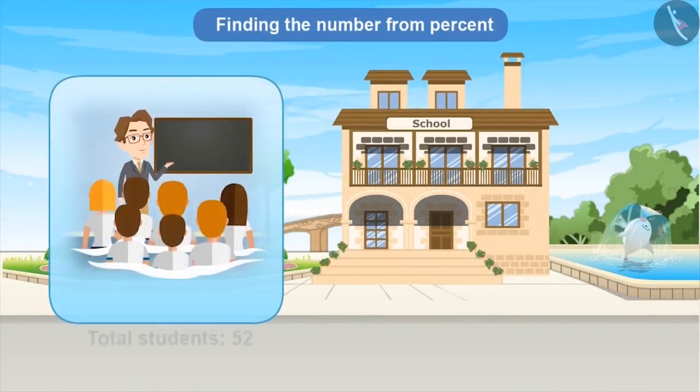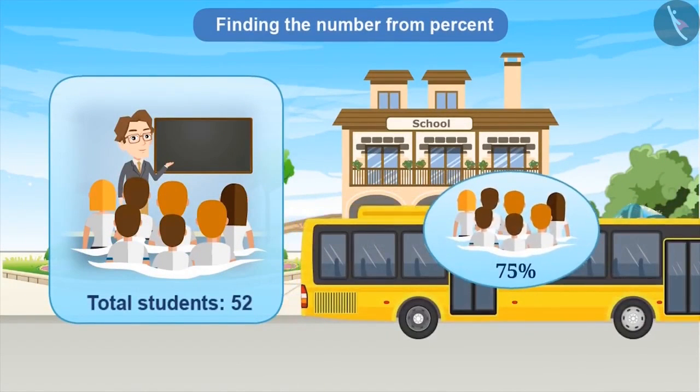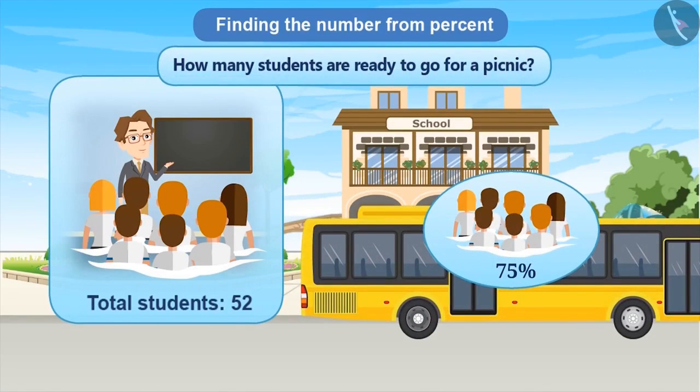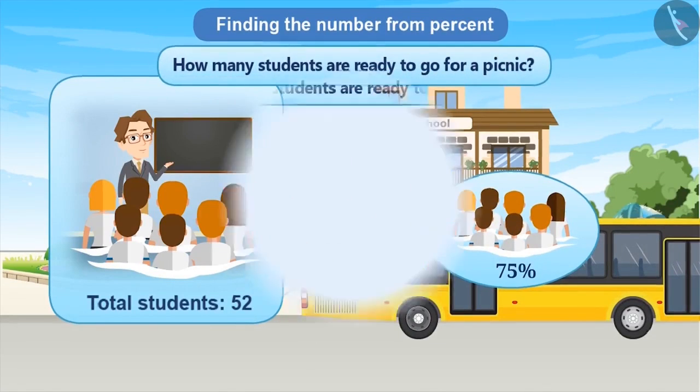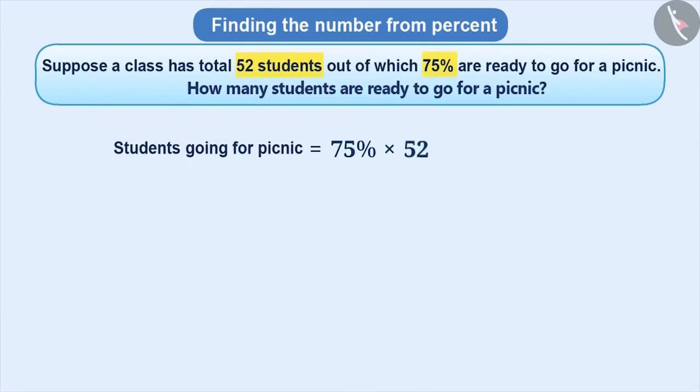Suppose a class has 52 students, out of which 75% are ready to go for a picnic. So tell me how many students are ready to go for a picnic. To find the number of students going for a picnic, we need to find 75% of the total 52 students. That means we have to find the product of 75% and 52.